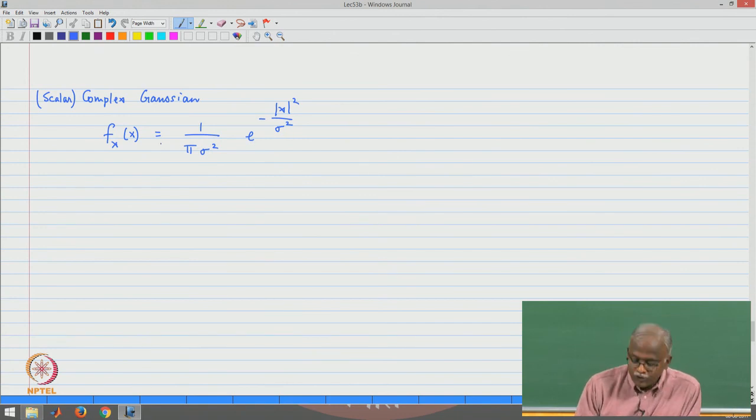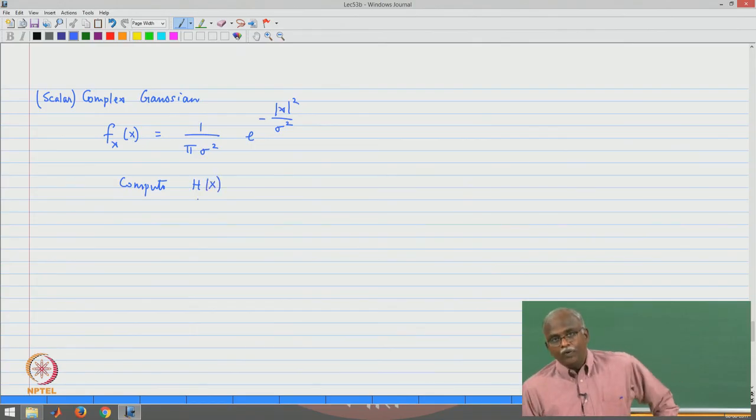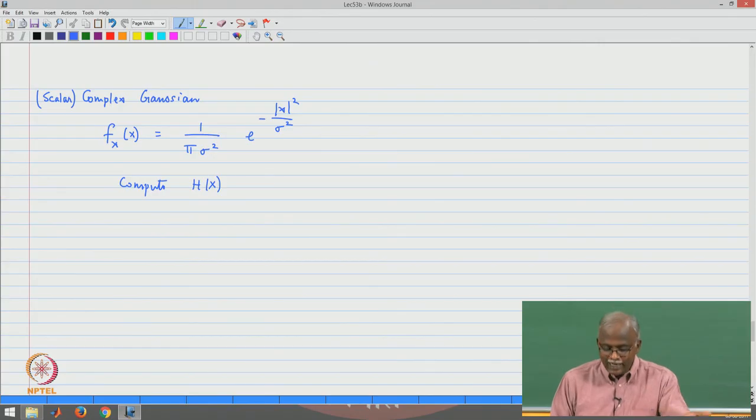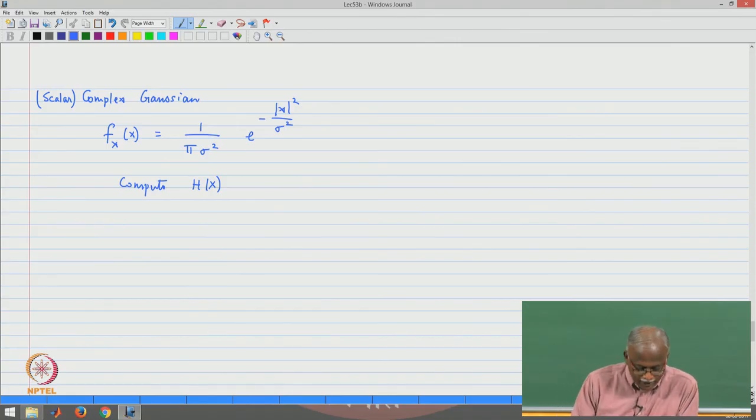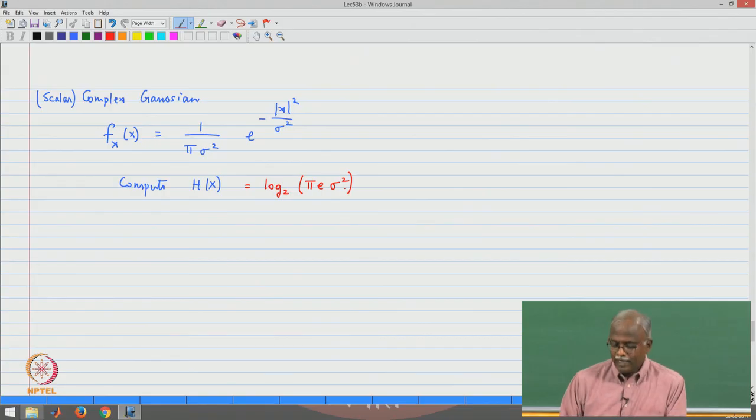So, what I would like you to do is compute the value h of x. Compute the entropy of the variable x, where x is a scalar complex Gaussian, and I would like you to verify that the expression that we will get is equal to logarithm base 2 of pi e sigma squared. Okay. So, that is the entropy of a complex Gaussian scalar source. Again, I would like you to attempt to do this.